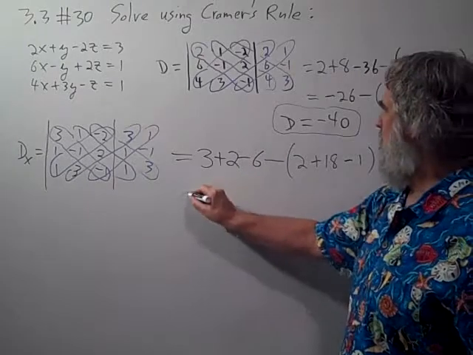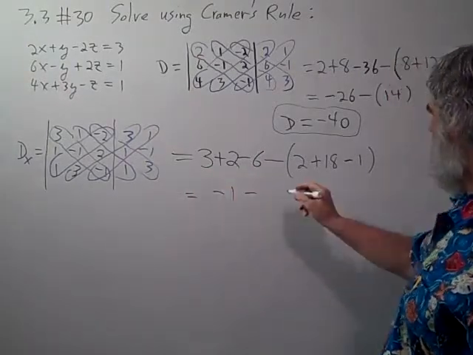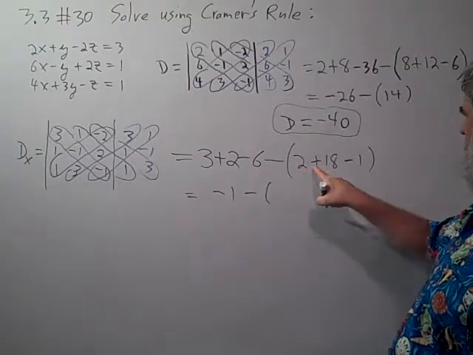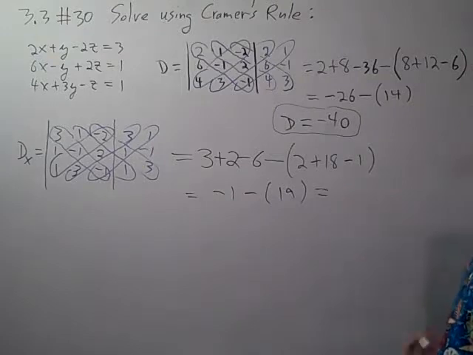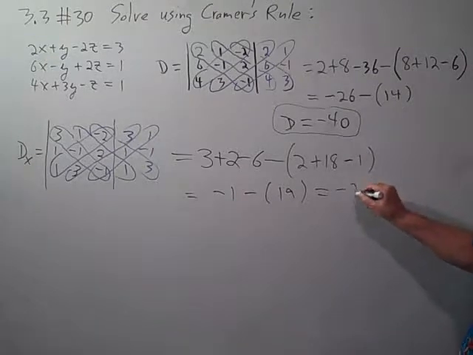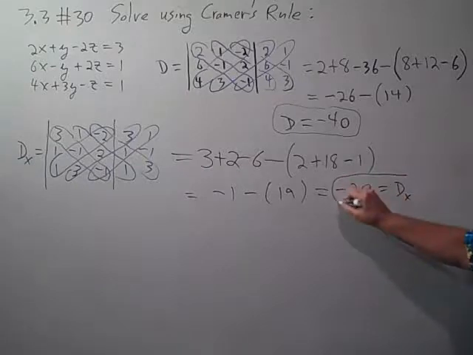So what we have here is 5 minus 6 is -1. Minus, in parentheses here, let's see, that's 20, take away 1 is 19. So -1 minus 19 is negative 20. So that's our D sub x.